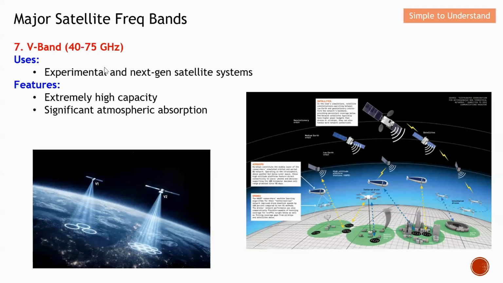This will be my last slide for today's discussion. V band. This is extreme high frequency. Throughout the different major satellite frequency bands that have been introduced, you can see that the frequency keeps on increasing. Coming to the use case of V band, in short, it is the next generation of satellite systems. Nothing concrete is confirmed in terms of the spec. However, you can imagine that they can support extreme high capacity. And again, because of the high frequency, it is very significantly affected by atmospheric absorption.